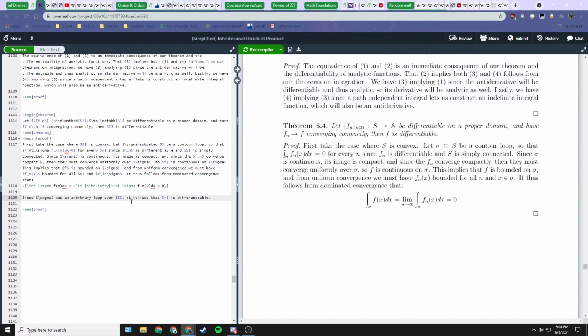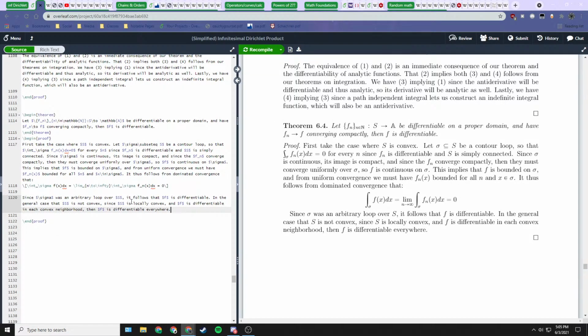And then in the general case that S is not convex, since S is locally convex, F is differentiable in each convex neighborhood, then F is differentiable everywhere, and that is the proof.